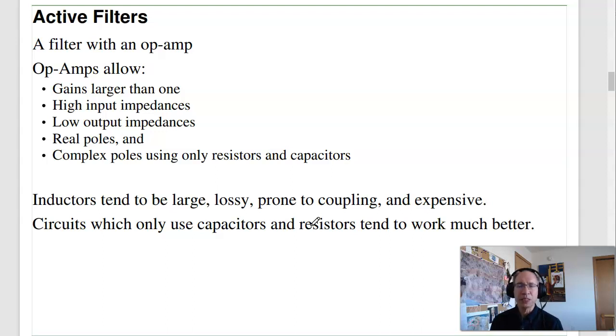that's a low-pass filter, high-pass filter with real poles, complex poles. Op-amps allow you to build circuits that have a gain bigger than 1. They allow you to have a high input impedance, low output impedance. They also allow you to implement circuits with real poles and complex poles using only inductors and capacitors. We try to avoid inductors since they tend to be large, lossy, prone to coupling, expensive. Otherwise, they're great. So really, we prefer using capacitors and resistors, given a choice.